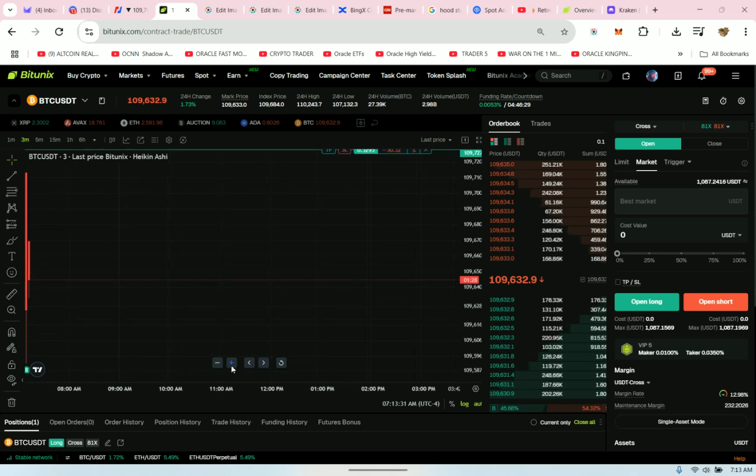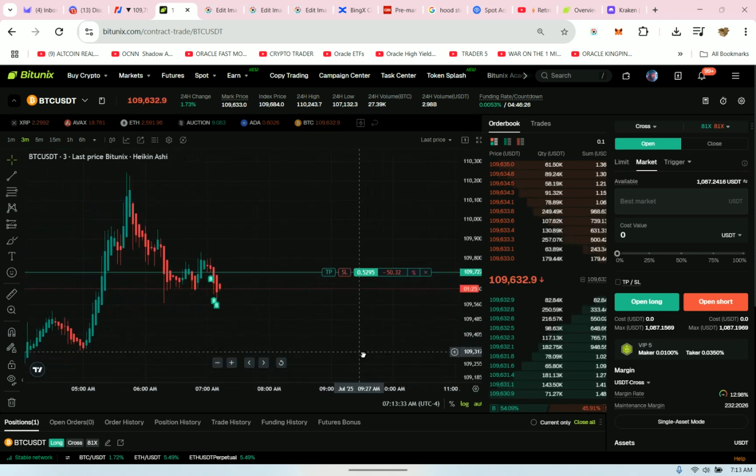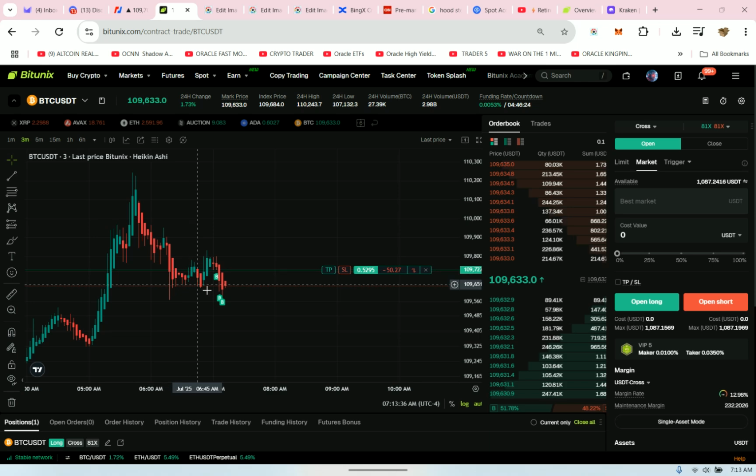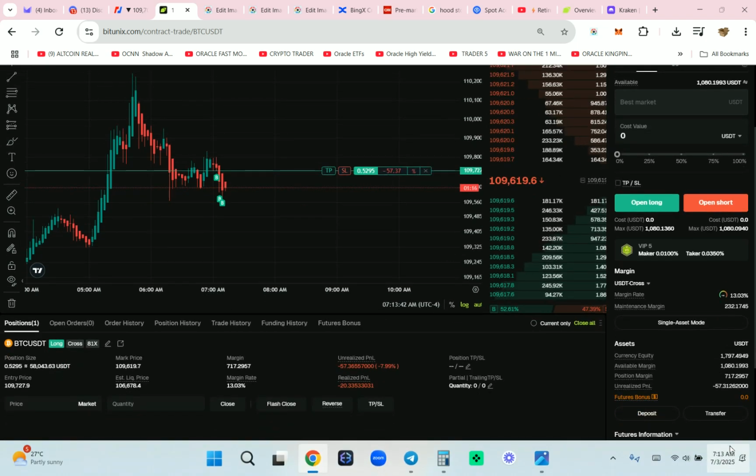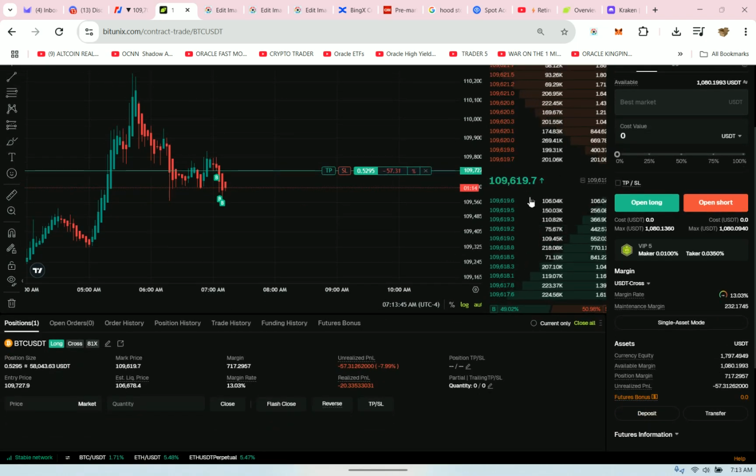Now, should you worry? You're looking at a 3-minute chart. Look, all it does is go up and down. You entered your longs here, right before the main AM pump time. So I'm going to let this go, 7:13. I'm going to leave it alone and come back.